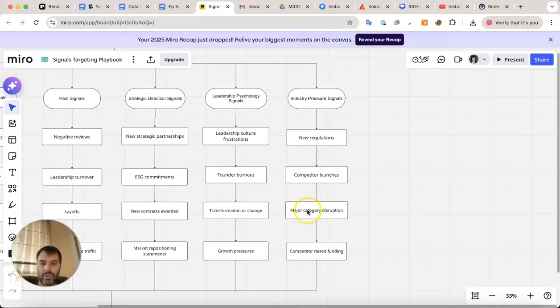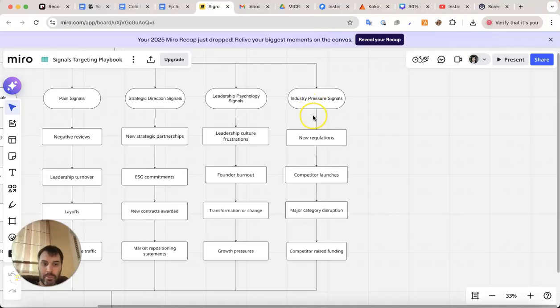Things like competitor launches, category disruptions. Some industries will experience major issues and disruptions across their industry. Competitor raised funding, stuff like that. So again, they're all indicators. These are indicators tied to specific industries more so. Okay, so that's going to be heavily dependent on the industry that you serve, because not all target markets are going to deal with industry pressures. It really depends where your focus is.